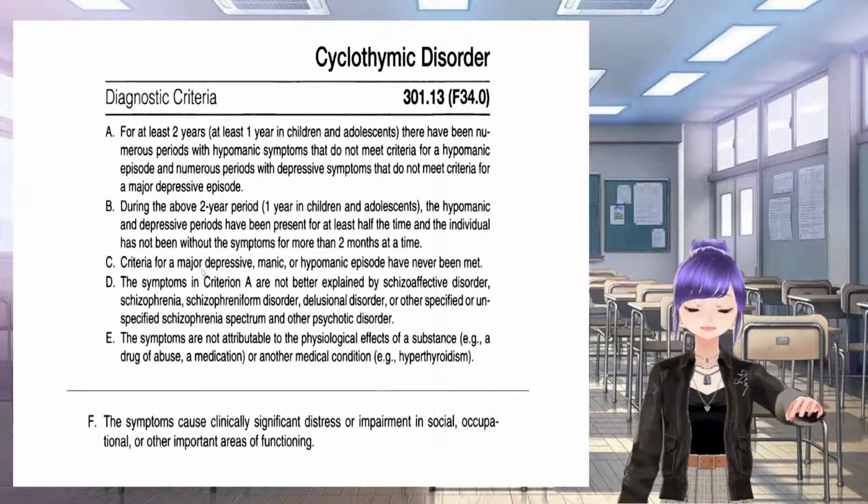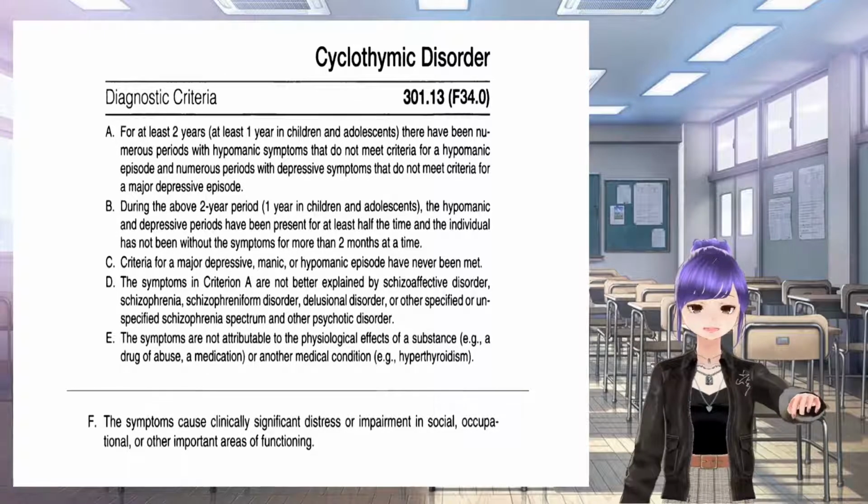So, of course, the letter C, the major depressive, manic or hypomanic episode symptoms have never been met. So the letter D and letter E clauses are the schizophrenia clause, and of course the substance use clause. So letter F, of course, it must cause distress and impairment. So the distress and dysfunction clause. I think that's it. That's the end of our part 2.